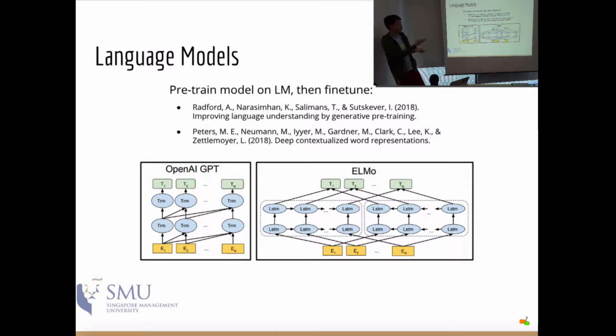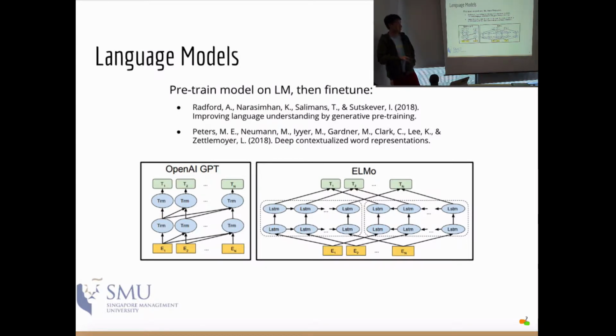There are two pretty famous ones. The first one is OpenAI GPT. It uses something called a transformer, which is a stack of neural layers. You feed the data in a unidirectional manner from left to right, and you get some token outputs, and from the token outputs you can perform a task. It can be classification, it can be tagging, stuff like that.